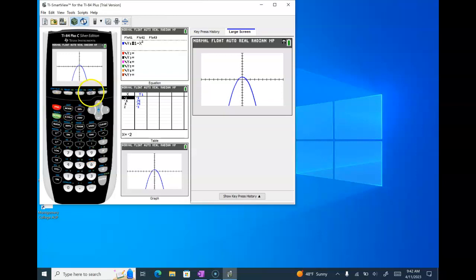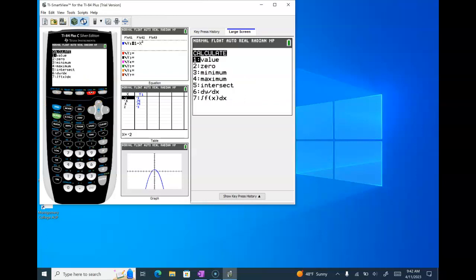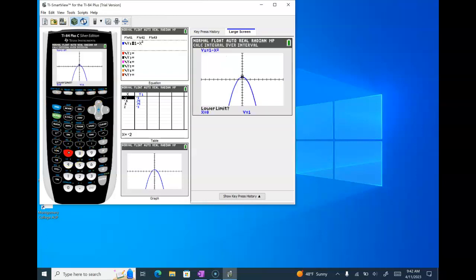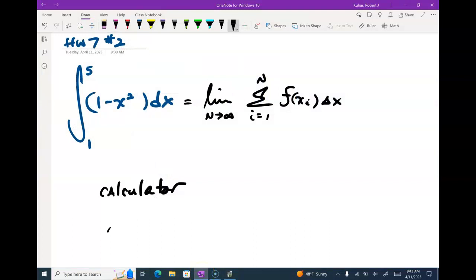So I hit second calculate, and I hit number 7 for the integral. And now it's prompting me for what's your lower limit. It was 1, hit enter. Go to 5, hit enter. And it's shading the area and giving me the final area, which is -37 1/3. -37 1/3. Yes, everyone who's driving along with me at home got the same answer? Yeah?